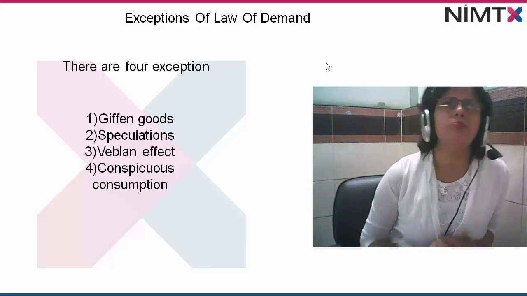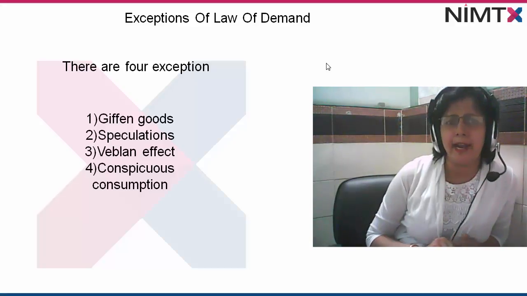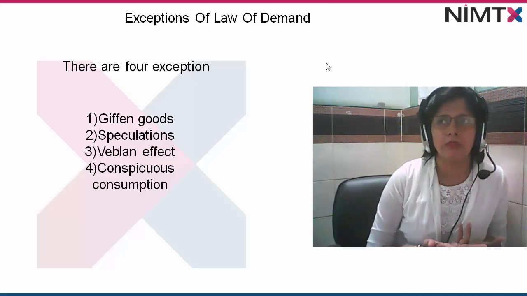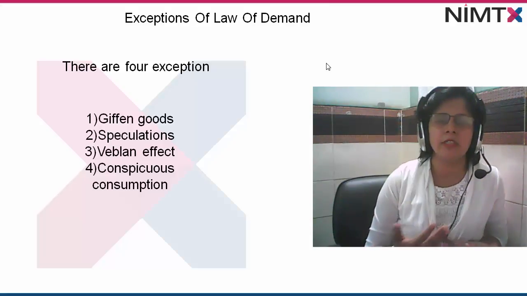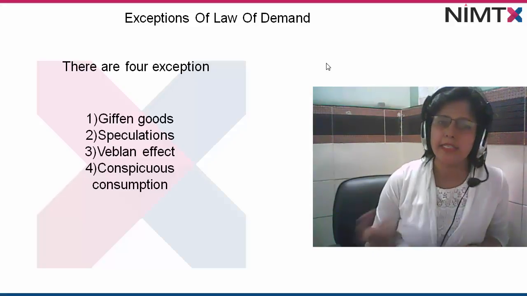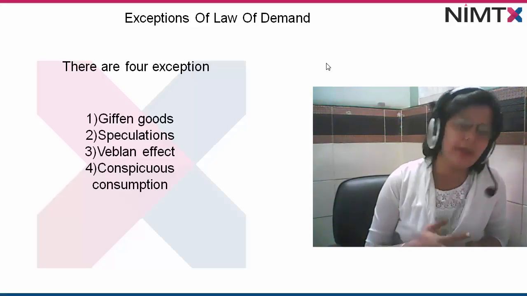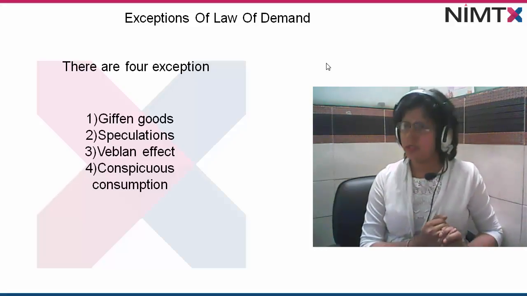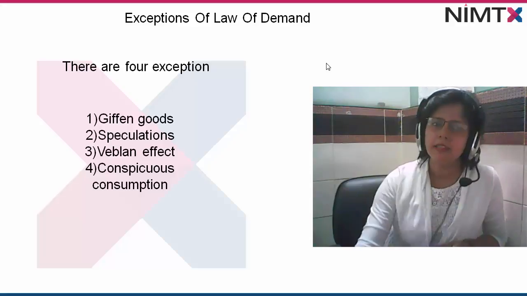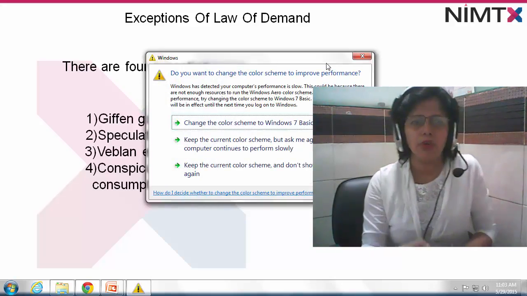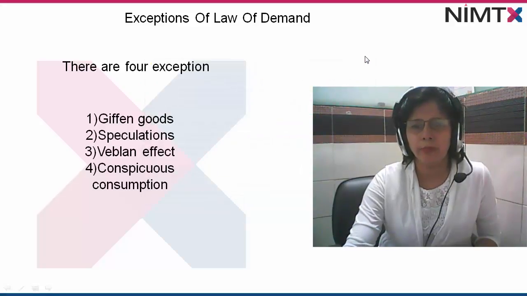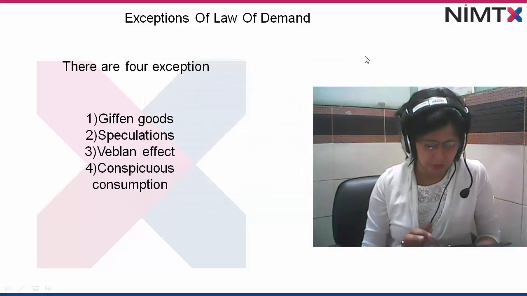So now we are going to study the most important thing, that is exceptions to the law of demand. See, everything has a few exceptions. So in the case of the law of demand, we have four exceptions. First is Giffen goods, second is speculation, third is the Veblen effect, fourth is conspicuous consumption. First of all, I am going to elaborate on Giffen goods.